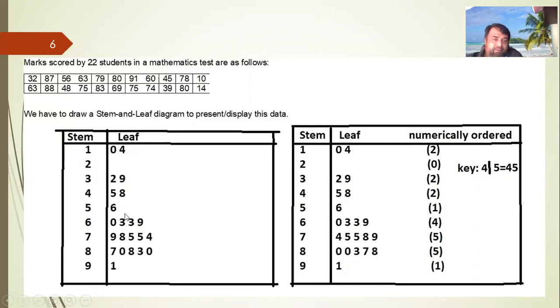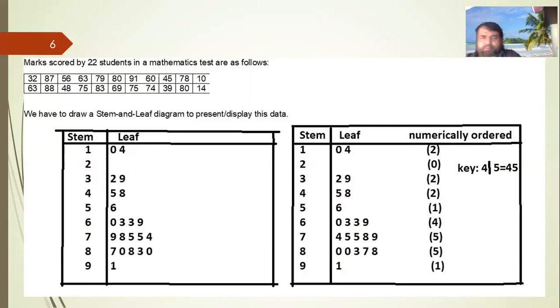Say, for example, here: 6 was ordered already, 7, 9, 8, 5, 5, 4. So we had to order it: 4, 5, 5, 8, 9. So these are ordered ascendingly. Similarly, for stem 8, 7, 0, 8, 3, 0, we ordered it 0, 0, 3, 7, 8. This is the way we can make the data ordered in ascending way, and thus our stem and leaf is done properly.